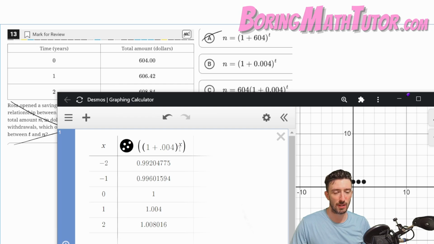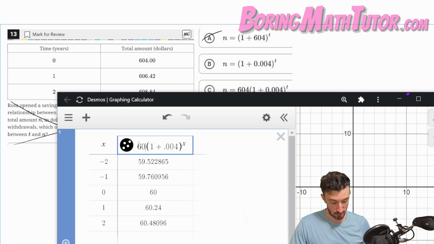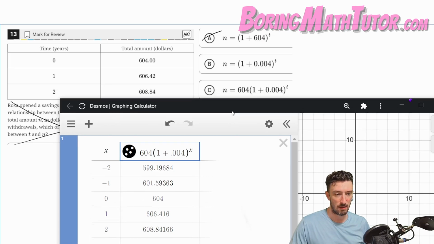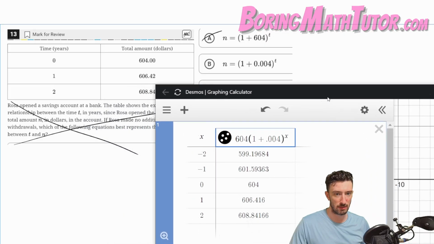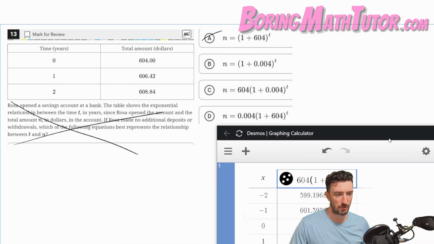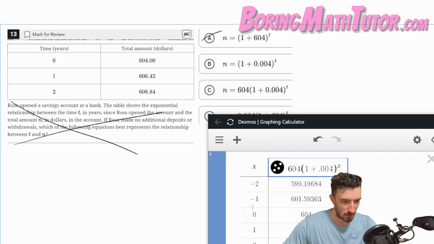Okay, so let's try C. And C is almost like the same thing, except there's supposed to be a 604 in the front. Is that getting me what I want? Huh. That one kind of looks like it's doing the trick. We just got to pay a little bit careful attention to these numbers. Let's just analyze this a little bit better.